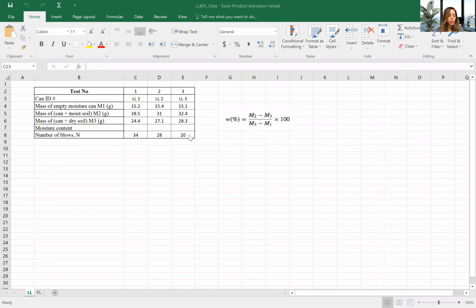You have the number of blows as well. Then you draw the graph, moisture content on the vertical axis, number of blows on the horizontal axis in a logarithmic scale. Then you draw the best curve fit, a straight line, and you find out what is the liquid limit corresponding to n equal to 25. And that moisture content is your liquid limit, and it should be in percentage. Awesome. So we are done with the liquid limit test.